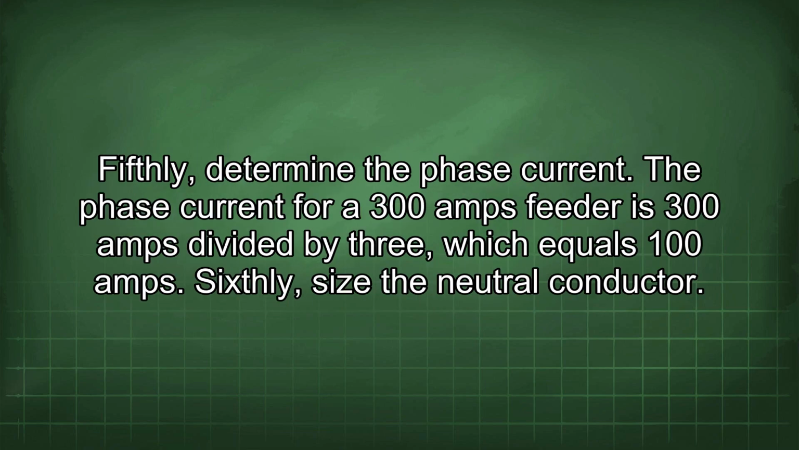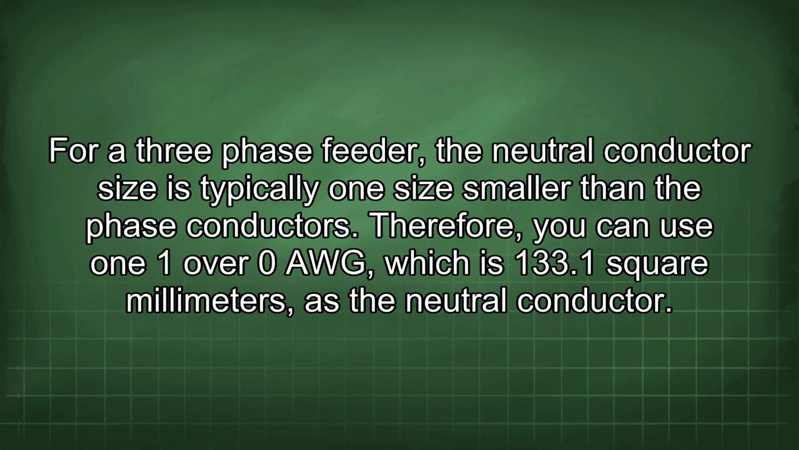Fifthly, determine the phase current. The phase current for a 300 amp feeder is 300 amps divided by 3, which equals 100 amps. Sixthly, size the neutral conductor. For a 3-phase feeder, the neutral conductor size is typically one size smaller than the phase conductors. Therefore, you can use 1/0 AWG, which is 133.1 square millimeters, as the neutral conductor.